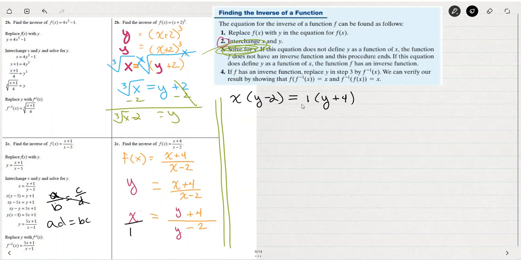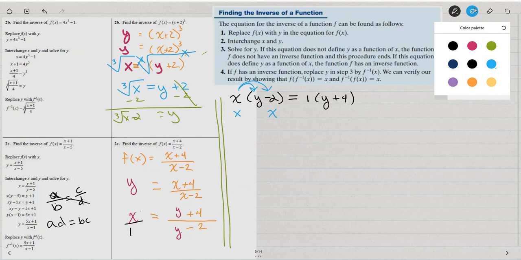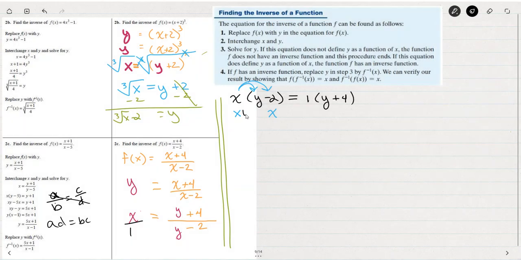When you look at this expression, do you see what could be simplified if I'm trying to solve for y? If I'm trying to solve for y, I'm going to have to distribute this x. So I'm going to multiply x times y, and I'm going to multiply x times -2. So we'd have xy minus 2x equals y plus 4.